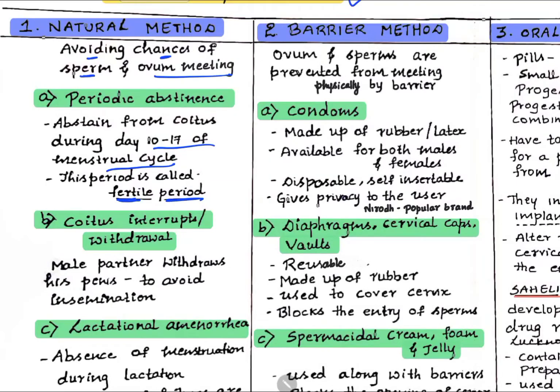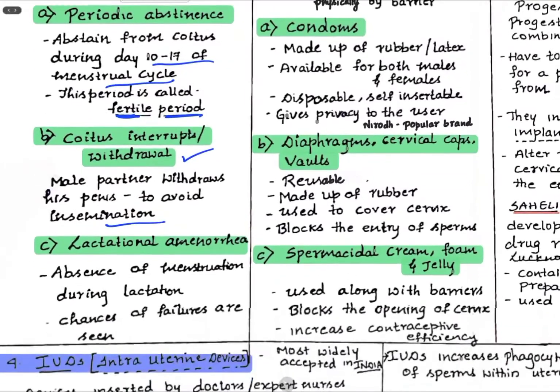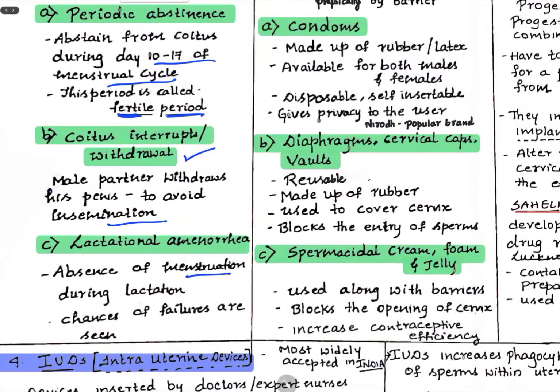The second natural method is coitus interruptus or withdrawal method. Here, male partner withdraws his penis to avoid insemination. And the third is lactational amenorrhea. Here, the absence of menstruation can be seen during lactation, but chances of failures are also seen in this case.